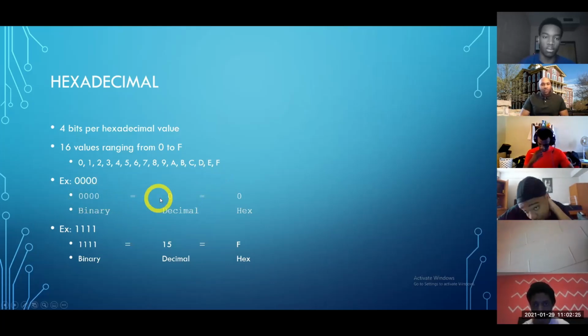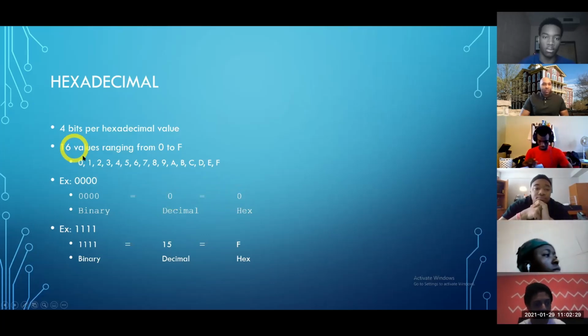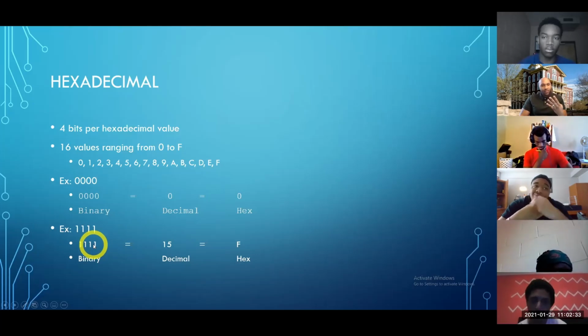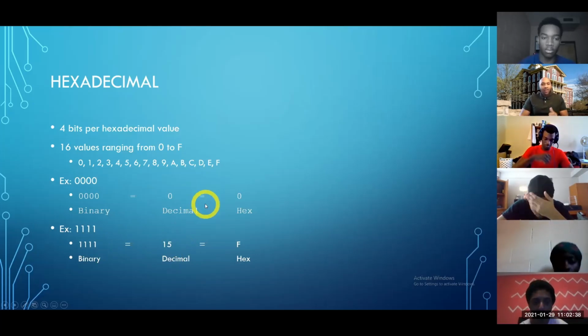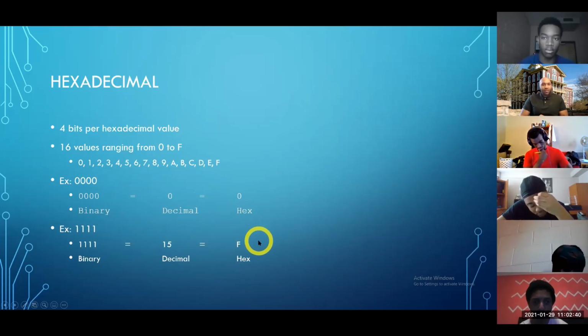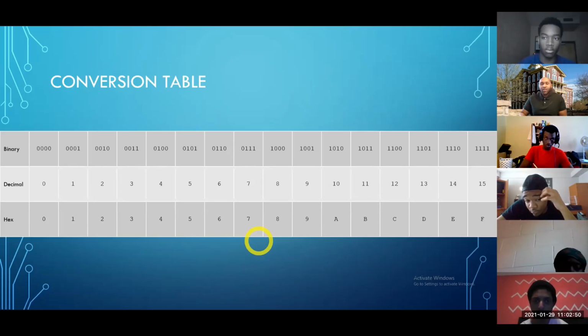So all zeros is 0 in decimal. That's what we were doing last time. And also 0 in hexadecimal. All ones, there's 4 ones in binary. That equals 15 in decimal. And then in hexadecimal, that equals F. So hexadecimal just makes it easier to convert 4 binary numbers, and it makes it so that as human beings, we can read them a little bit easier. So here's the full table.